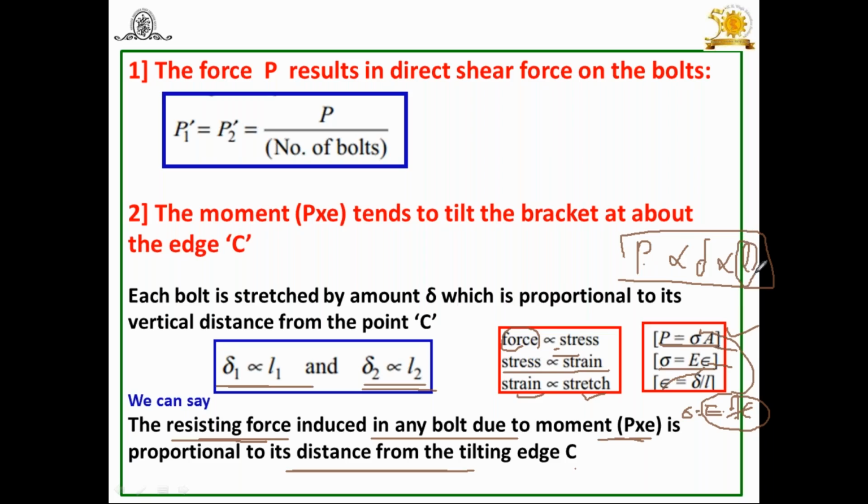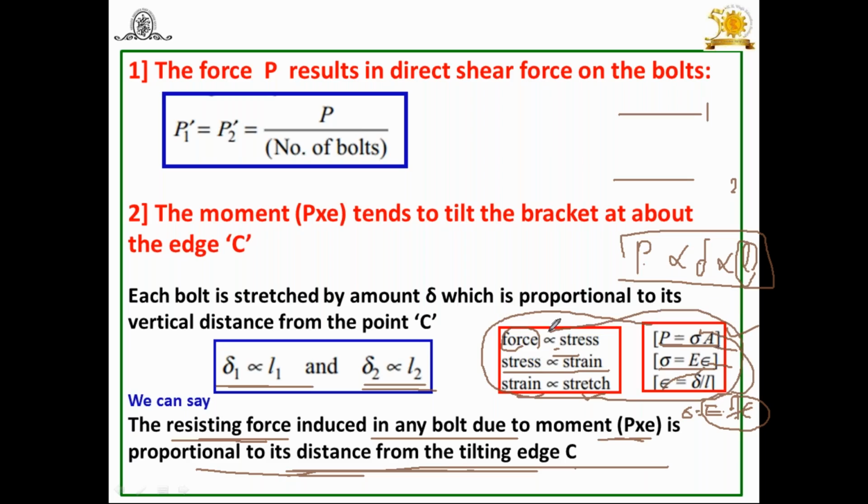And you know very well, L1 and L2 are the distances from the tilting edge C, from position 1 and from position 2. That's why I have written that the resisting force induced in any bolt due to a couple or a moment is proportional to its distance from the tilting edge C. And what is the reason? This is the reason. With mathematical analysis you will get this equation. Based on that, we can say like this.